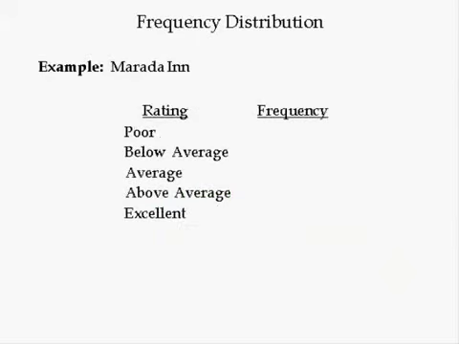The numbers in non-overlapping classes, excellent, above average, average, below average, or poor, are called frequencies. The frequency of customers saying Murata's quality was poor is 2. Below average is 3. Average is 5. Above average is 9. Excellent is 1. Frequencies add up to the number of customers in a sample, which is 20.